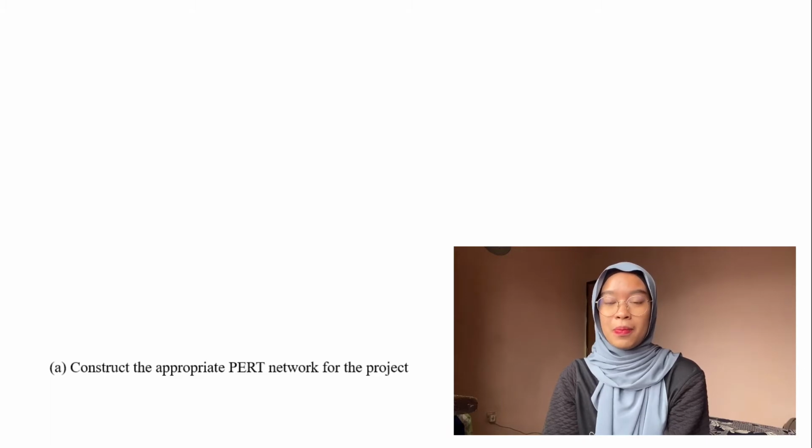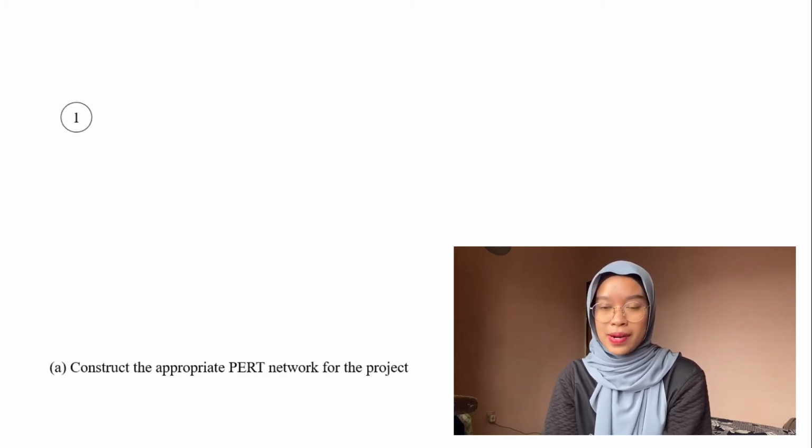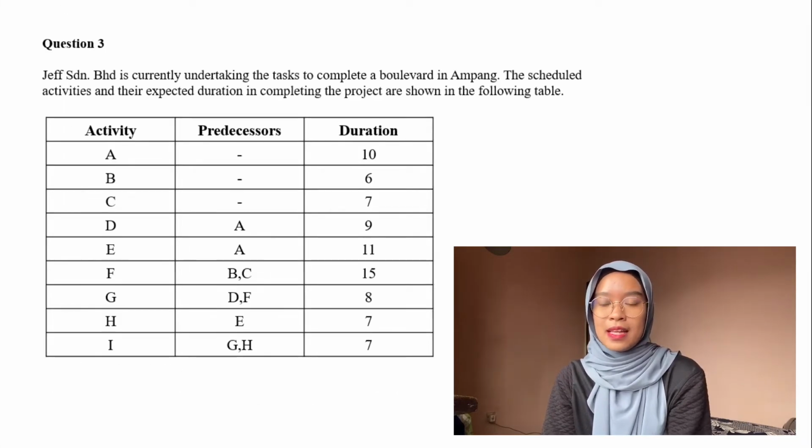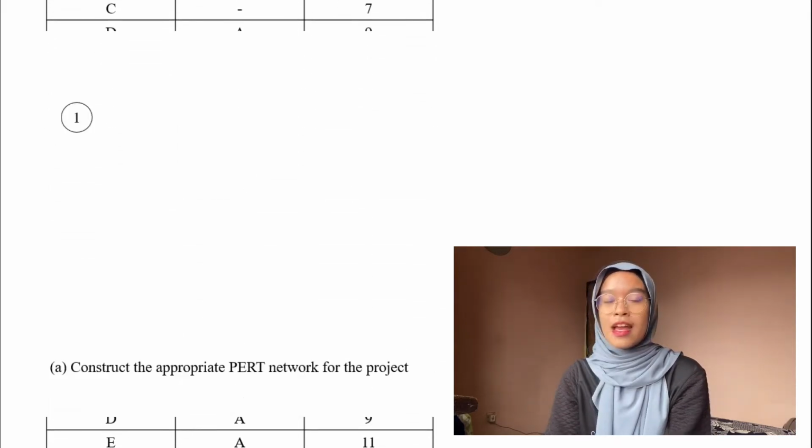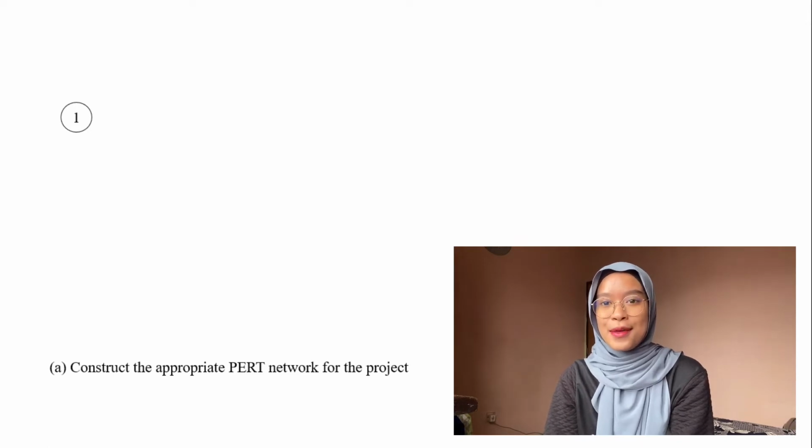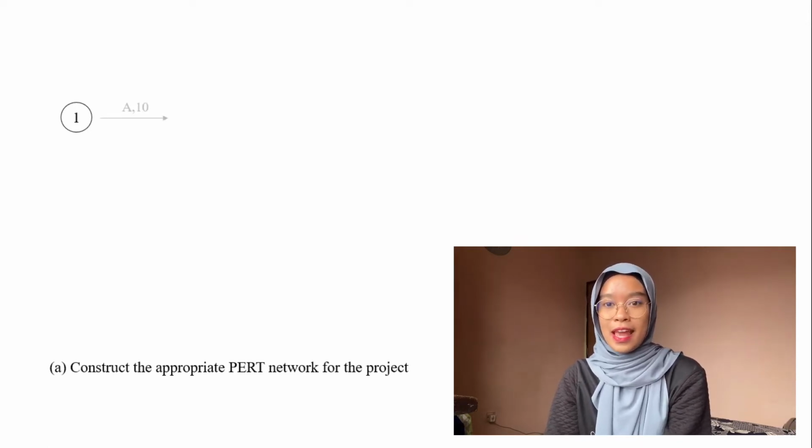The PERT diagram must always start with node number 1. Node number 1 will start activities with no predecessors. As we can see in the table, activities A, B, and C have no predecessors. So, node number 1 will start with activity A duration time 10, B 6, C 7.